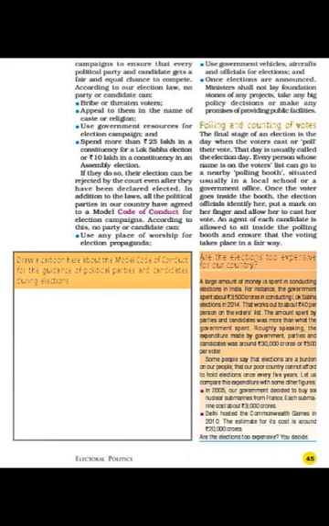So according to our election law, no party or candidate can bribe or threaten the voters. No one can appeal to them in the name of caste or religion.